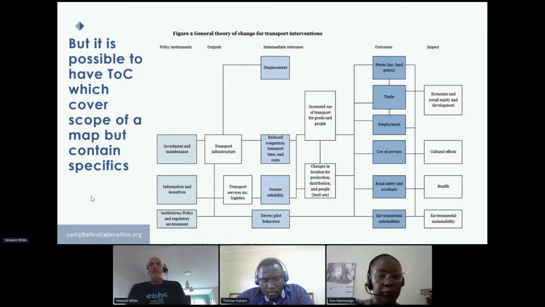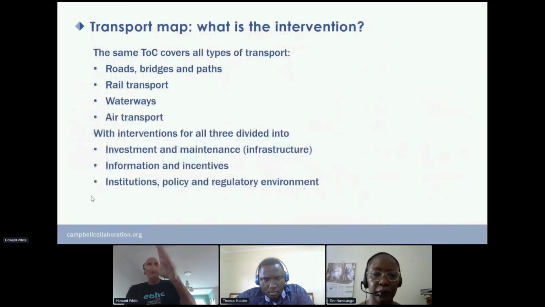And that theory of change actually was, I say it myself, I did it, very nice in terms of really helping inform the map. So I'll come back to looking at the theory of change in a second. But when we started on the transport map, the question was, first of all, what's the intervention here?